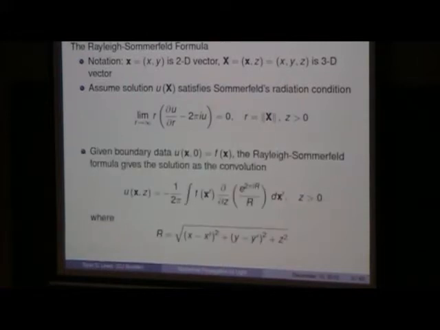And then, if you're given your boundary data, which I'll call F, in the plane, the Rayleigh-Sommerfeld formula gives us the answer we're looking for. It says you need to convolve your boundary data against the appropriate Green's function, and that gives you the field anywhere you want it.